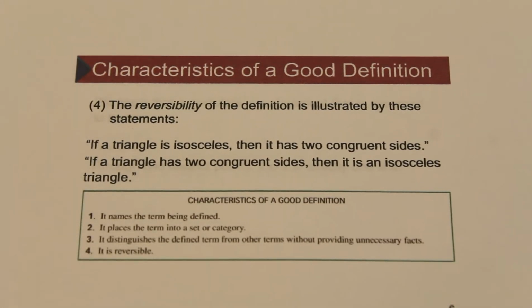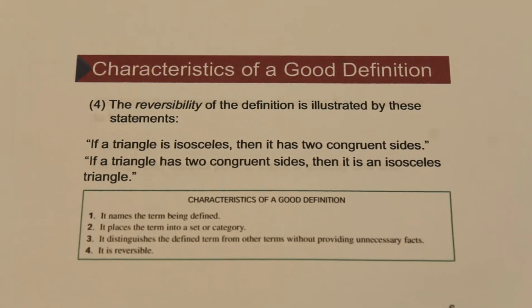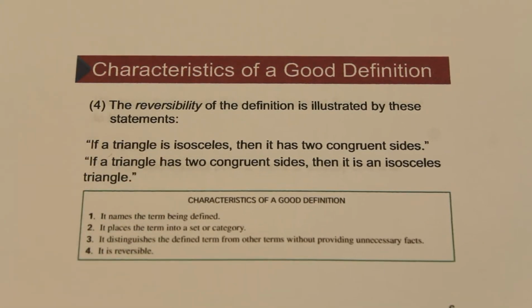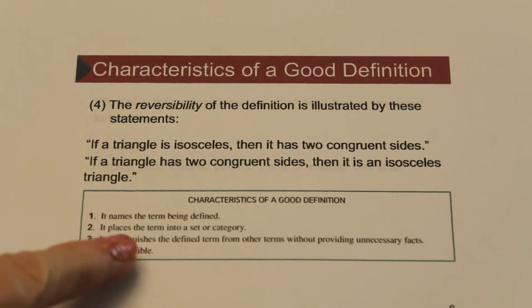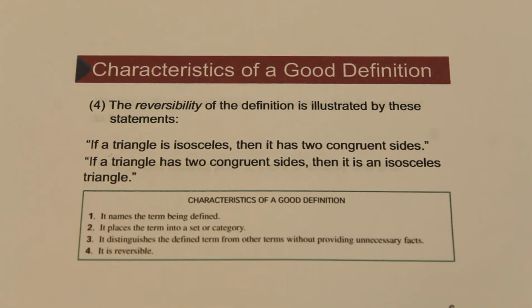The definition has to be reversible. So, if a triangle is isosceles, then it has 2 congruent sides. We should be able to reverse that and say if a triangle has 2 congruent sides, then it is an isosceles triangle. So to be a good definition, it has to be able to be reversed. And in this particular case, it can. So here are once again, down at the bottom, the characteristics of a good definition.